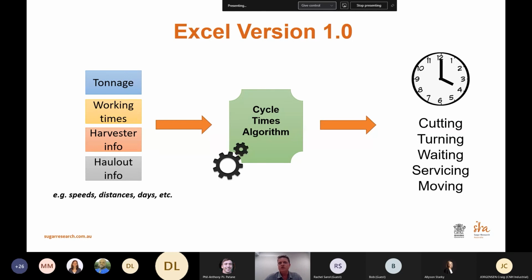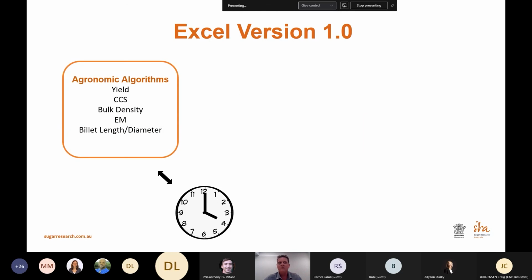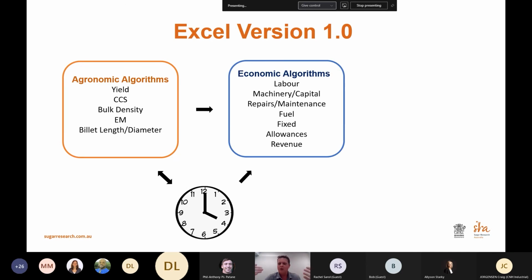And once we've got that information, it's really nice to then link that into the agronomics. Obviously, we're currently developing agronomic algorithms to predict things like CCS and yield, extraneous matter, bulk density when relating back to bin weights, billet length, diameter, etc. And of course, these two would work in combination. And once we have the answers from those, we then layer on the economics, and we get answers around what the dollars per ton and per hectare are between the different practices. So that's where we are, and hopefully that's something that we can start testing this season.